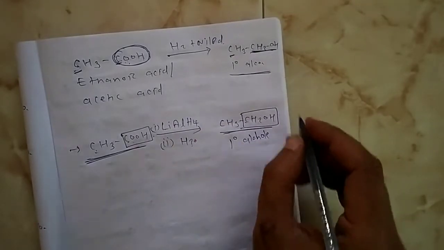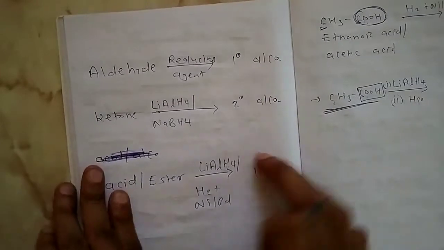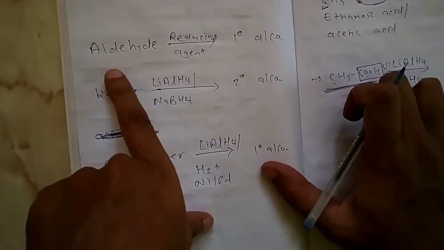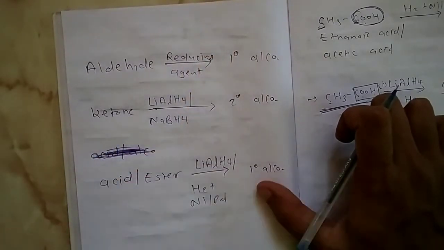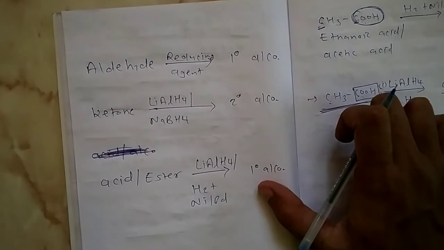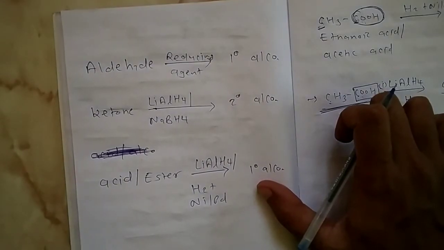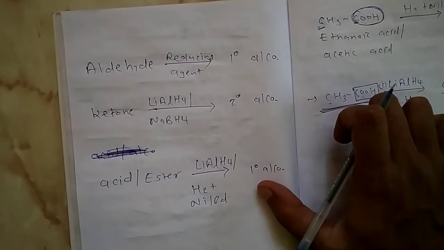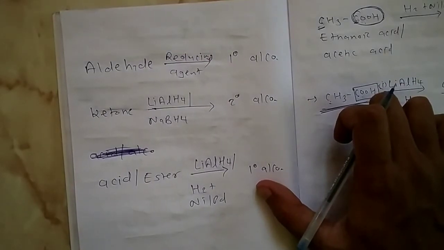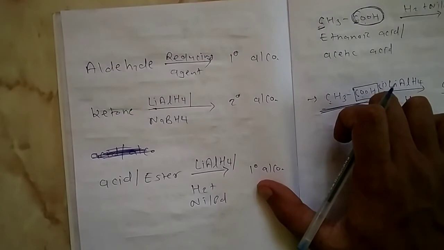Now, in this topic, what are the main points you have to remember? Look here. When aldehyde reacts with any reducing agent, means you can take hydrogen in presence of nickel or palladium, or lithium aluminum hydride or sodium borohydride, any reducing agent, it will give 1 degree alcohol only. Aldehydes on reduction reaction will give 1 degree alcohol only.